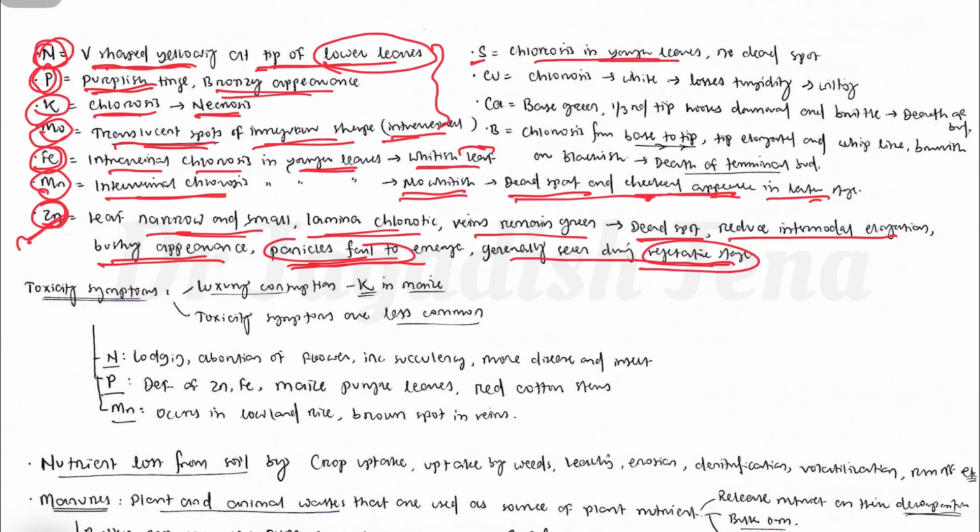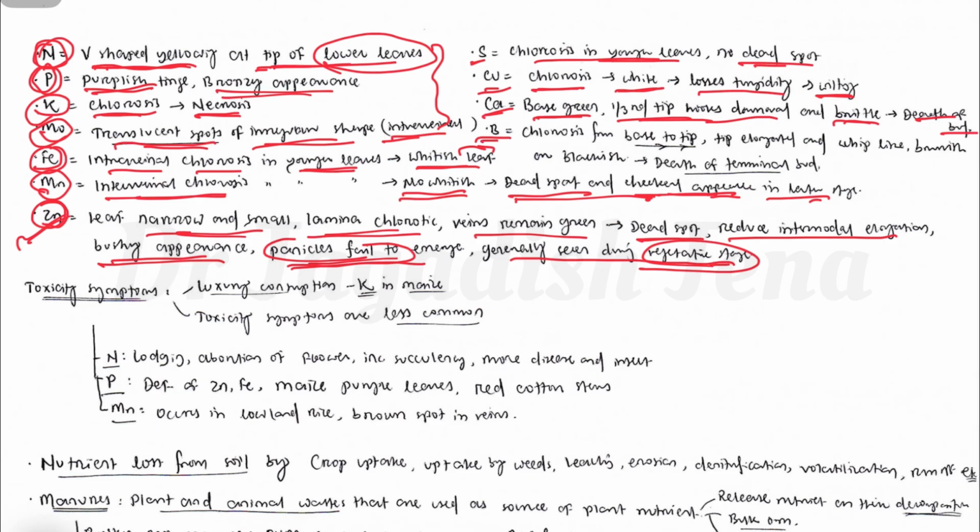Chlorosis in younger leaf, no dead spot is found. Then copper: here also chlorosis, followed by a whitish look as in iron, then loss of turgidity and wilting symptoms you will get. Then for calcium, the base will be green, the top one third hooks downward, and is brittle. Okay, so death of the bud happens.